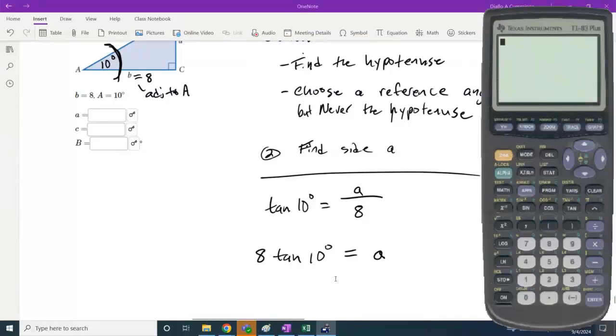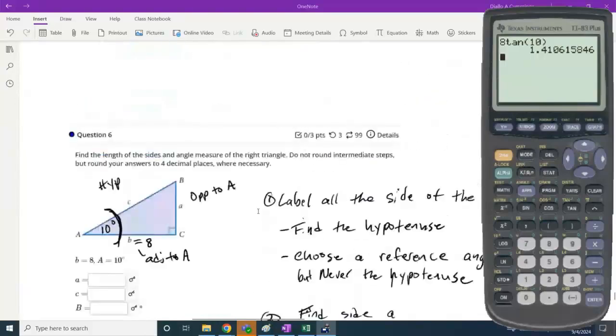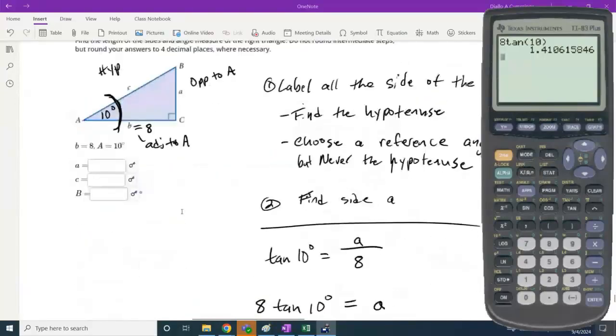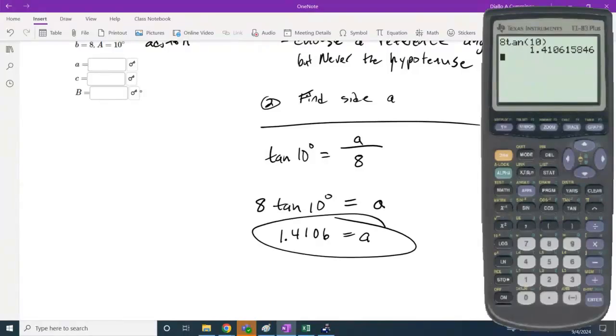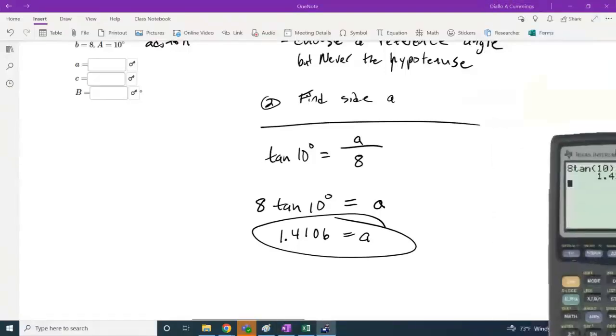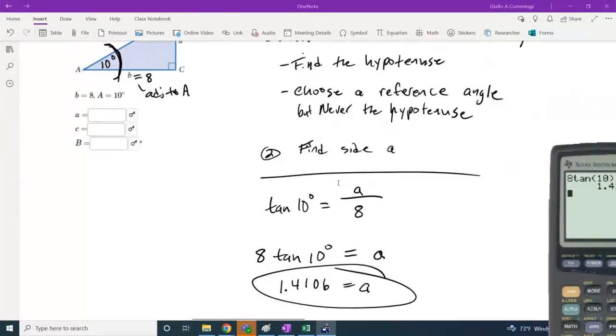So now I'm going to evaluate this. I'm going to multiply 8 times the tangent of 10 degrees. So remember, I'm in degrees. And I should get, it says round to 4 decimal places, 1.4106. So that's side A. Any questions on how I set up that trig function?